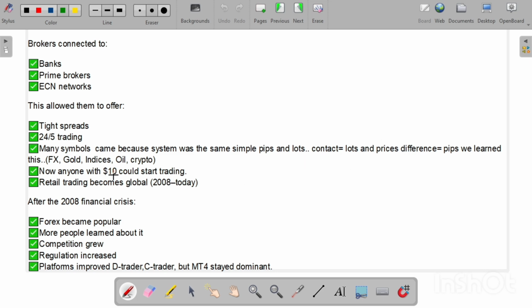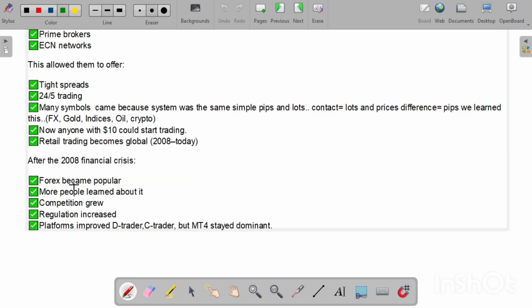So now anyone with $10 could start trading. Retail trading became global by the year 2008 to date. After the 2008 financial crisis, forex became popular. More people learned about it. Competition grew, regulation increased, and platforms improved to cTrader and others, but MT4 stayed dominant because it was very simple and it was the starter. But later came cTrader and others.